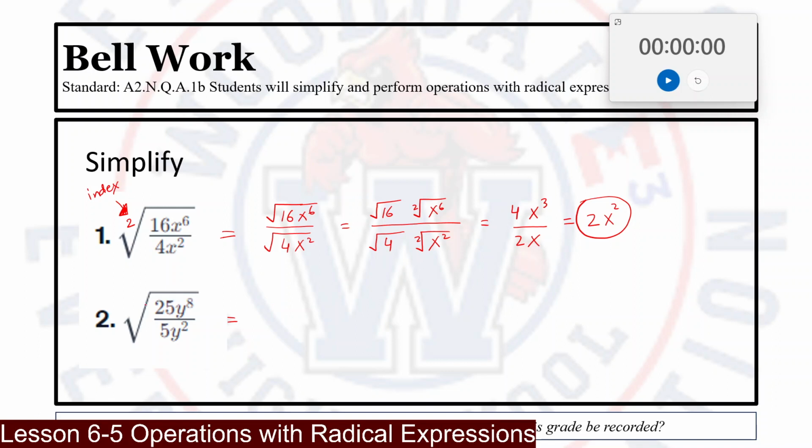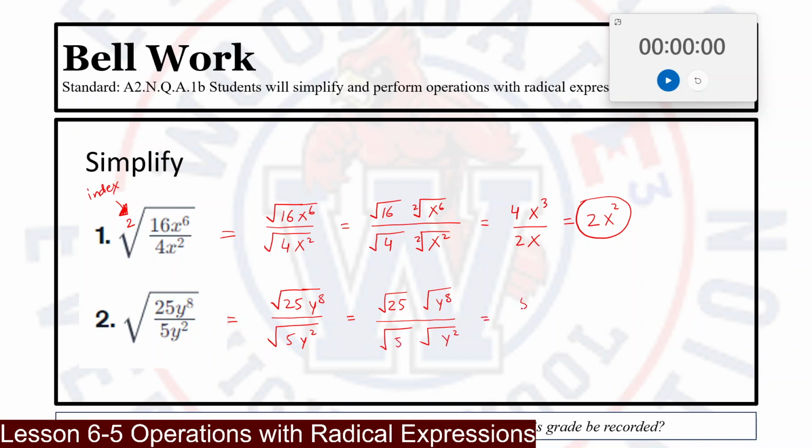For question number 2, again I have a fraction inside the radical, so I'm going to separate the top and the bottom. I get 25 y to the 8 and 5 y squared. Let's separate the product. I get 25 y to the 8 and 5 y squared.